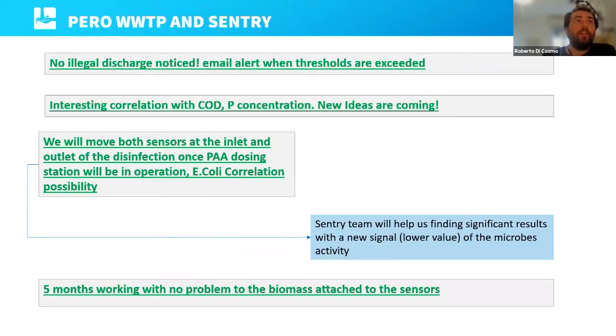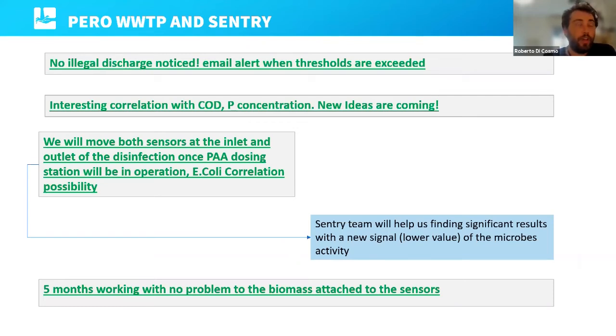So at the end, good for us that we did not find any illegal discharge in this first 5 months of operation of the system. But of course, the system has its own email alert when some thresholds are exceeded, on the dashboard and also in our SCADA.